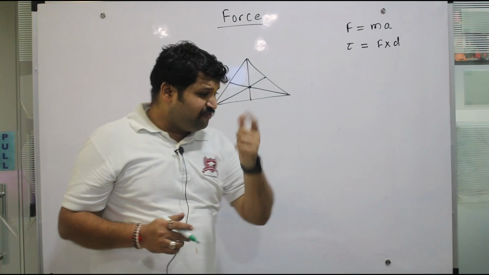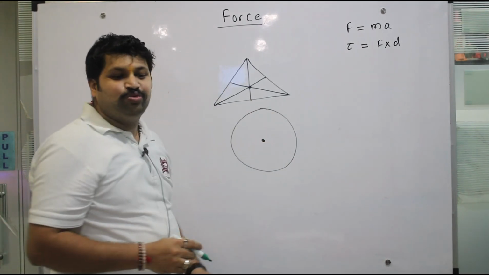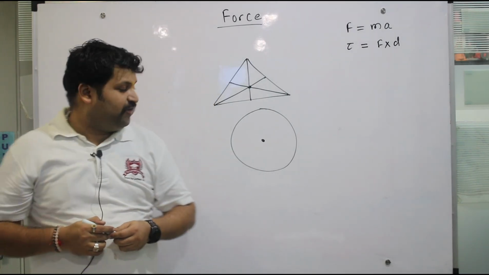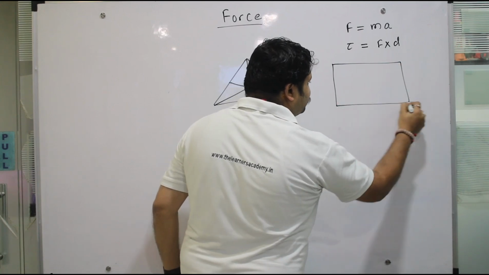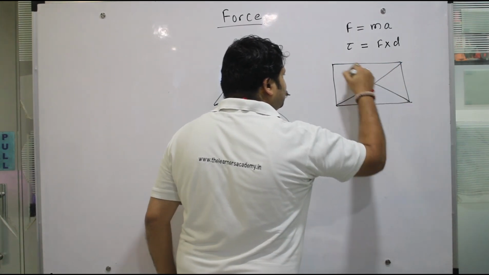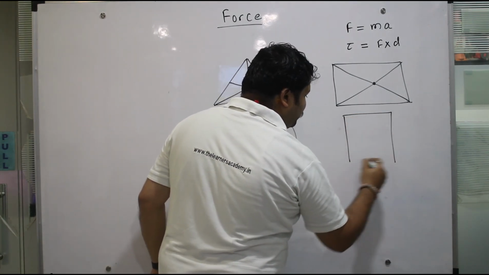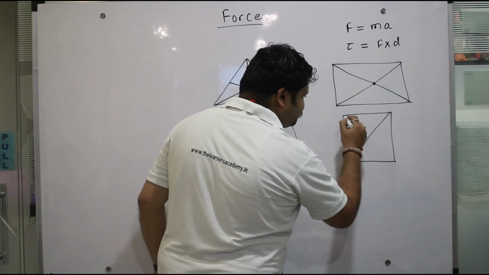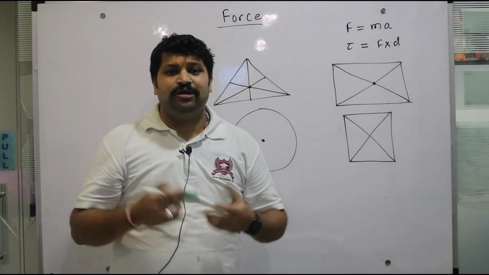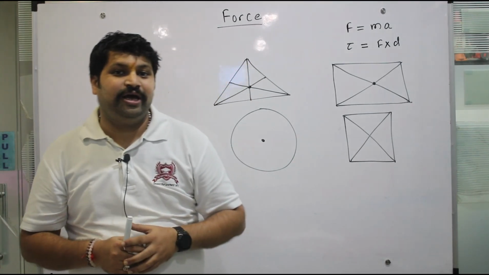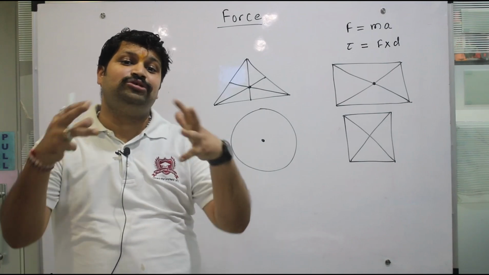Now, if it's a circle, it is going to be at the center of the circle. The center of mass would be at the center of the circle. If it's a rectangle, then it would be the point at which both the diagonals meet. If it's a square, again it would be where the diagonals meet. So it is with parallelograms and rhombuses.